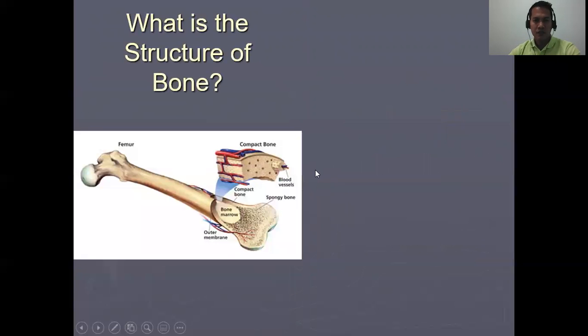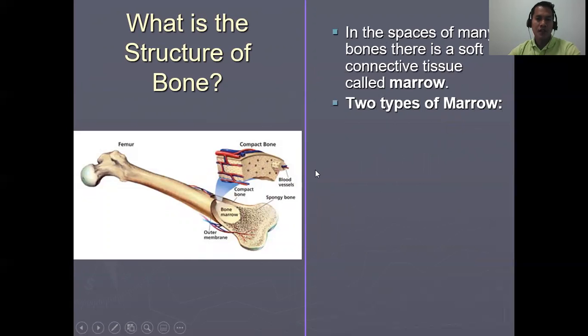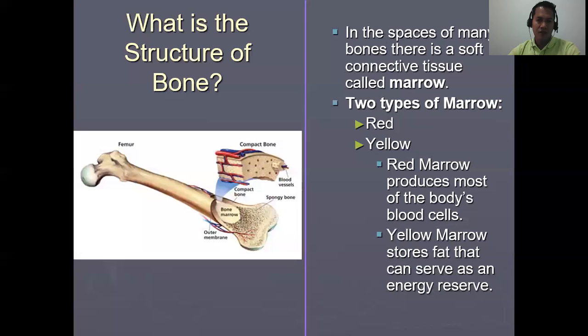Now let's talk about the marrow or the types of marrow. We have yellow marrow and the red marrow. So what's the difference? The red marrow produces the blood cells. So it's important that our body is producing blood cells, and that is because of the red marrow. The yellow bone marrow actually stores fats, and that is our energy reserves and other functionality as well.